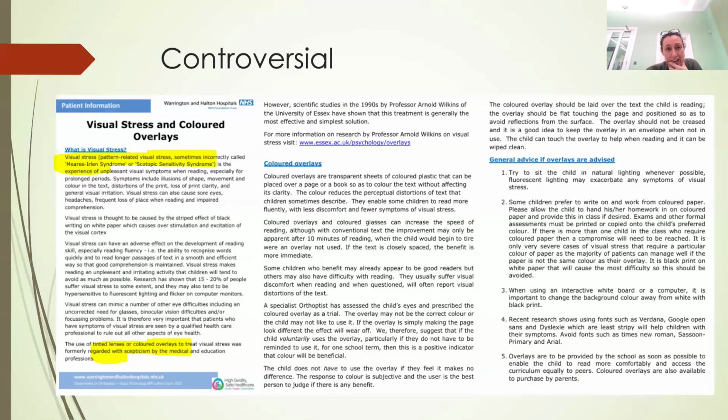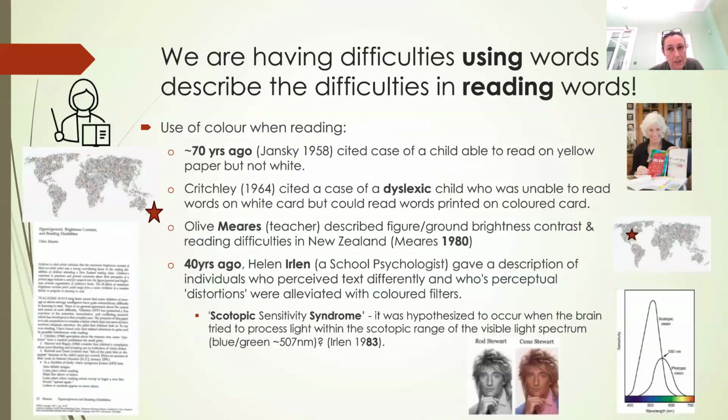So again, it's essentially down to a bit of skepticism and controversy around the condition. So in the next part of this talk, I'll try to describe why I think there's controversy around the condition. Essentially, the irony of it is we're having difficulty using words to describe the difficulty in reading words.